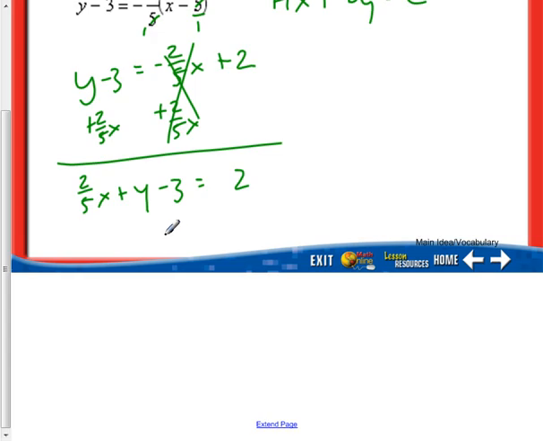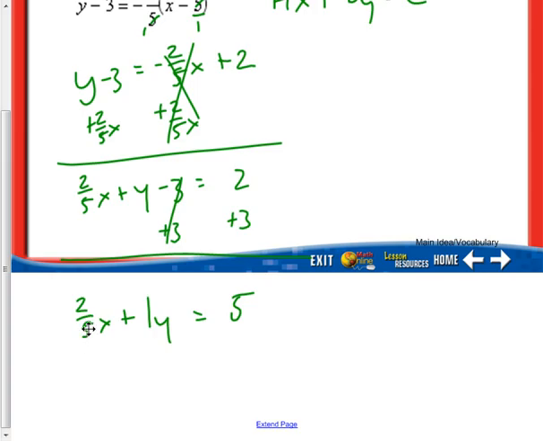All right, now we need to get rid of this 3. So plus 3 on both sides. So I'm going to be left with 2/5 x plus, I'm going to change this to 1y. This is gone, equals 5. Now, A is 2/5, B is 1, C is 5, but I can't have a rational number. I can't have a fraction. I need them all to be integers.